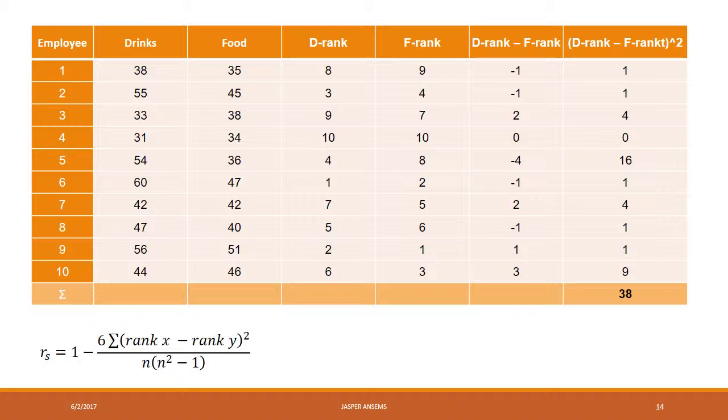So now we can fill out the formula. So 1 minus 6 times the sum of D rank minus F rank to the power of 2, which is 38, divided by 10 employees times 10 to the power of 2, which is 100, minus 1. That is 0.7697, which means there's a very big relationship between the drinks and the food sold.